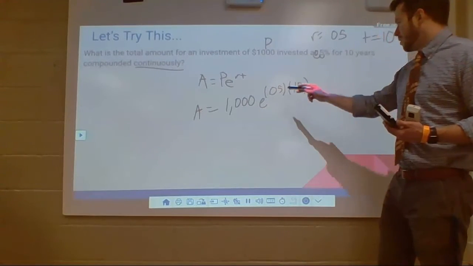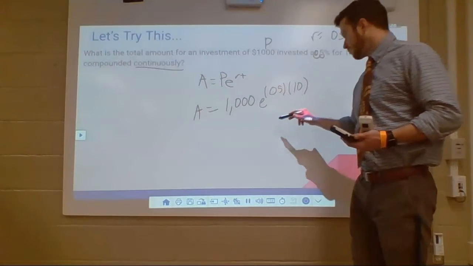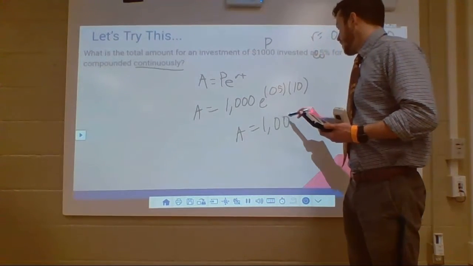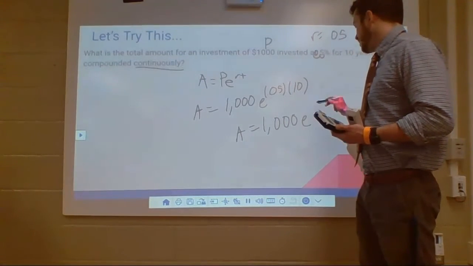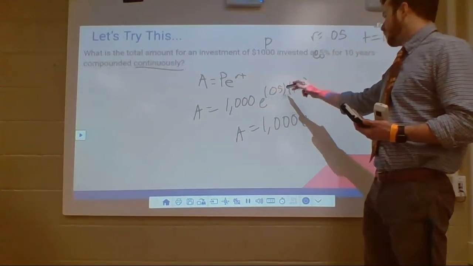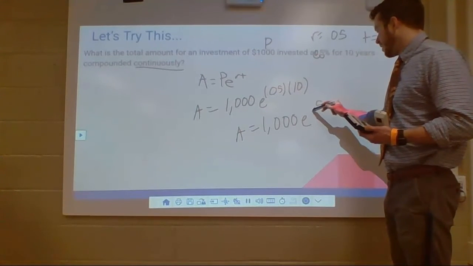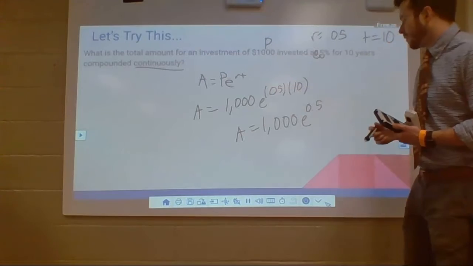It's the number of years. So 0.05 times 10. So we get A equals 1,000 times e to the 0.05 times 10, well, that's 0.5. e to the 0.5 power. We can say 0.5 if you like.